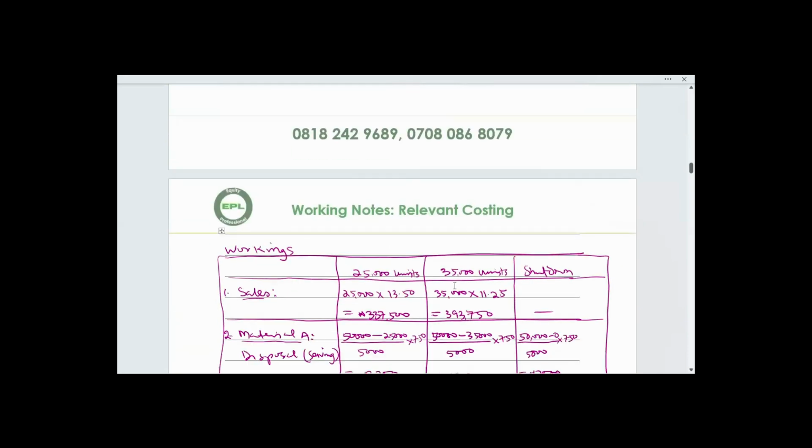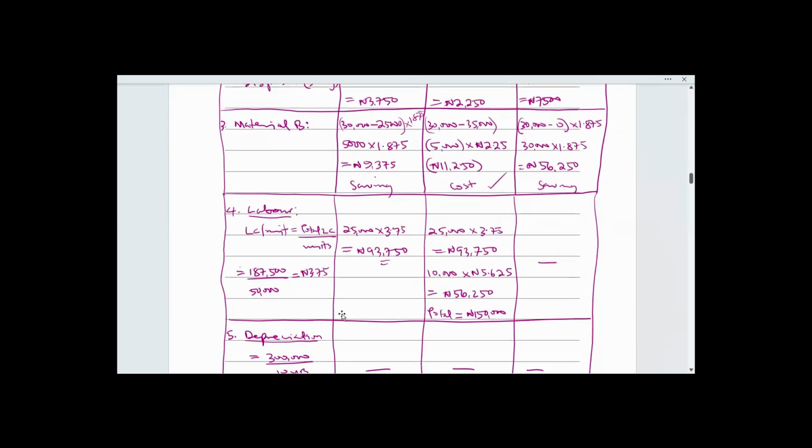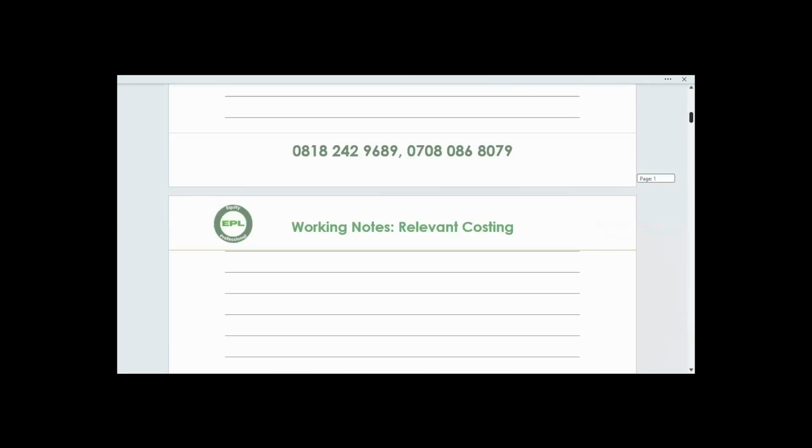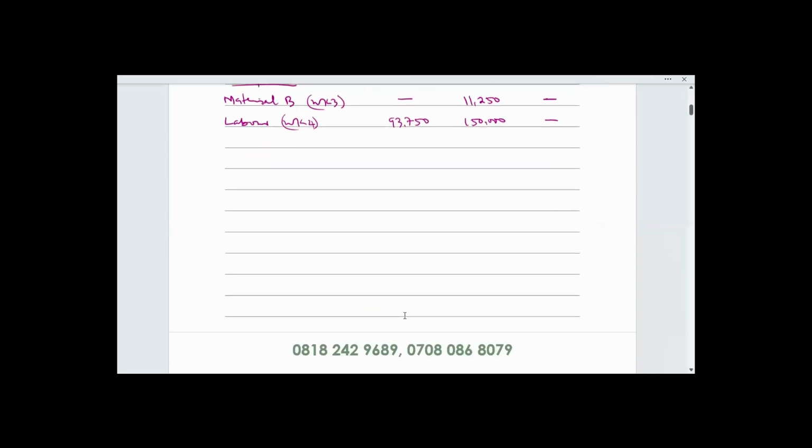Next item is working number 4. Labor costs. Labor cost for option 1 is 93,750. Option 2, 150,000. Labor costs, that's working number 4: 93,750, 150,000, dash.